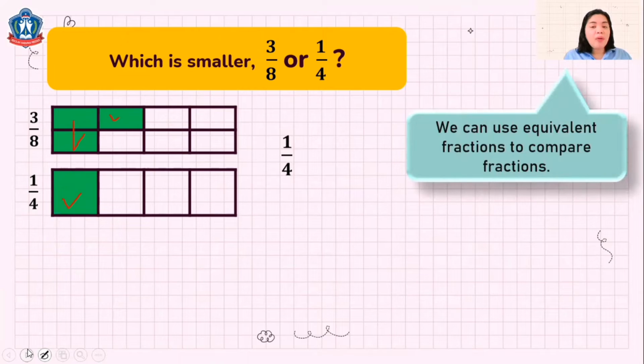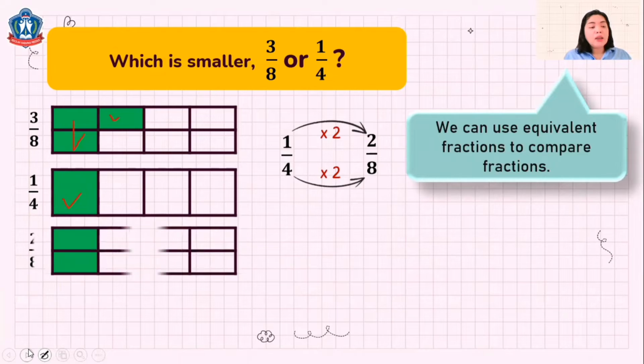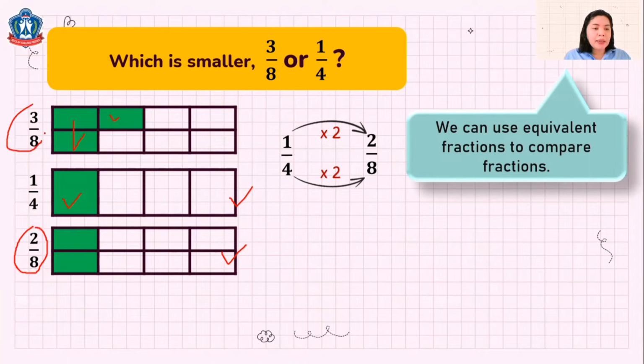We will find the equivalent fractions of 1/4 so that the denominator will be the same as 8, and that is multiplying by 2, and that is 2/8. So 1/4 and 2/8 are equivalent fractions. But this one, the denominator is already 8, and this one is also 8. So it will be easier to find which one is the smaller or the greater.